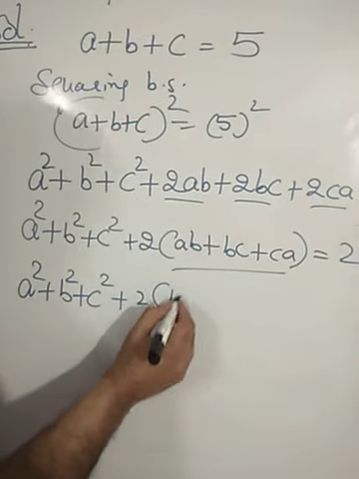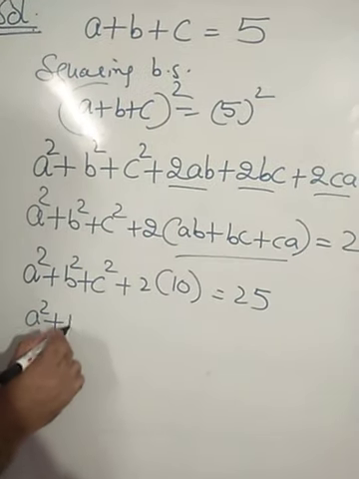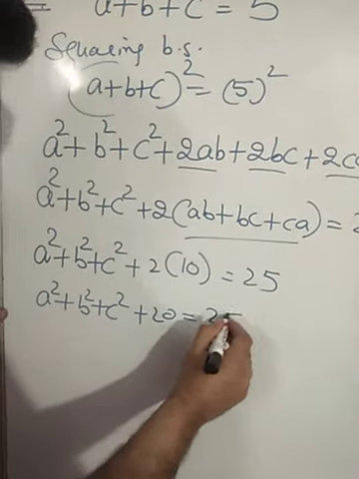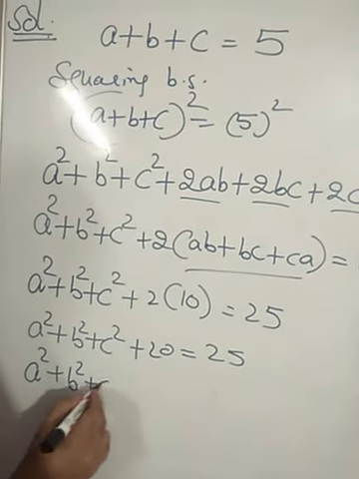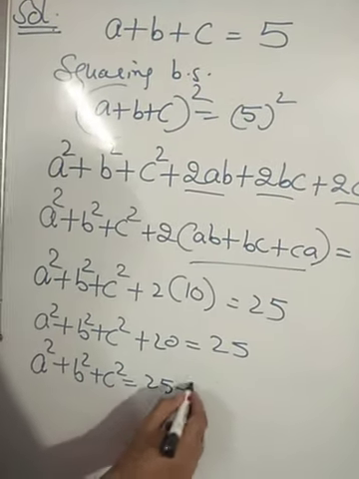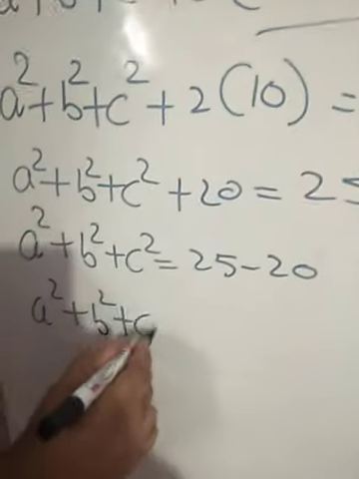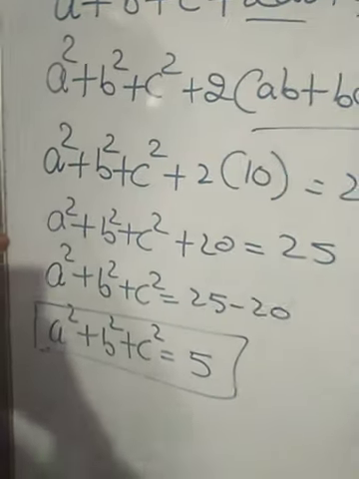2 times 10 equals 20. So a square plus b square plus c square plus 20 equals 25. Take this 20 to the right hand side: 25 minus 20. a square plus b square plus c square equals 5. This value I need now.